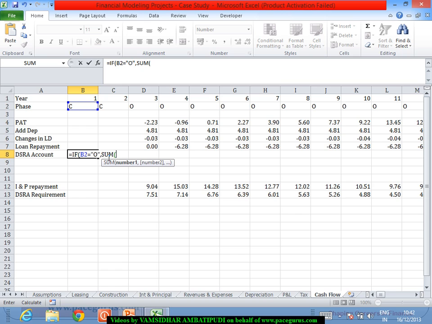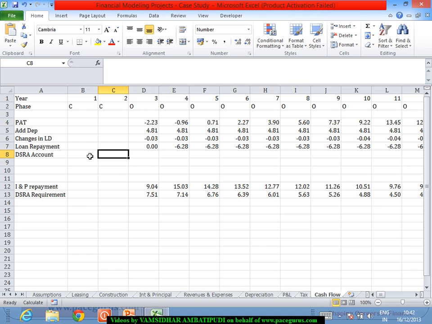I am subtracting. So DSRA requirement is this much. So what I can very well do is, how much I have to contribute in each of the years, right? I can very well take it as the negative, or probably I'll take it as the summation of the previous year's DSRA requirement minus the current year. So probably, instead of taking a summation, I can say the previous year's requirement minus the current year's requirement. Otherwise I'll replace it with a 0, with a blank.